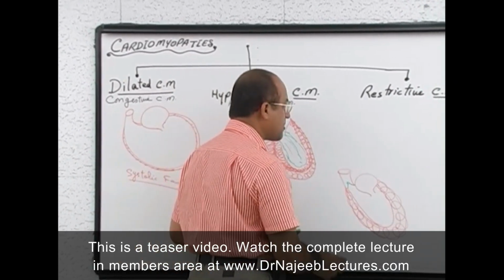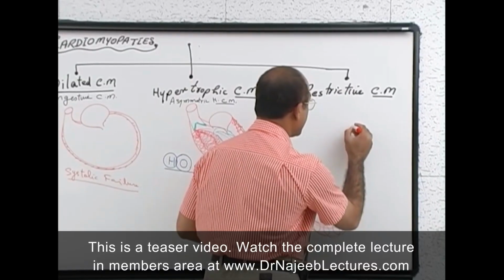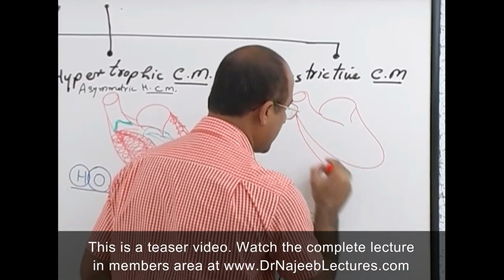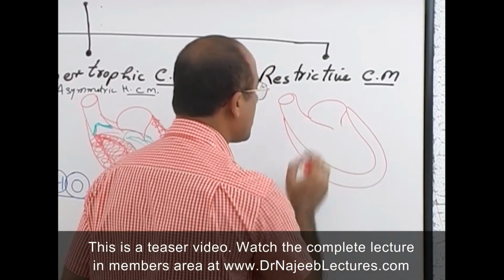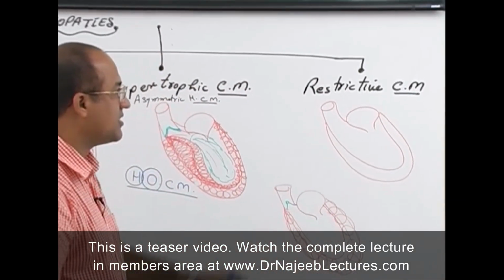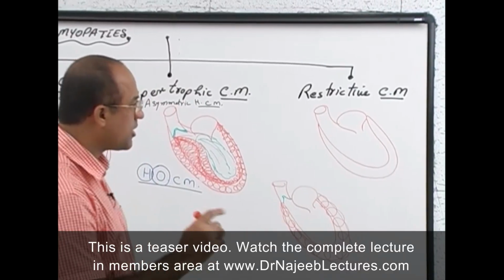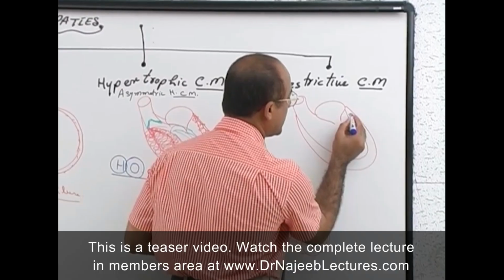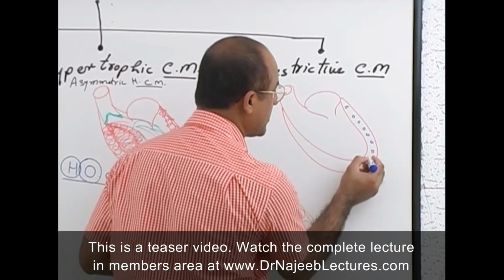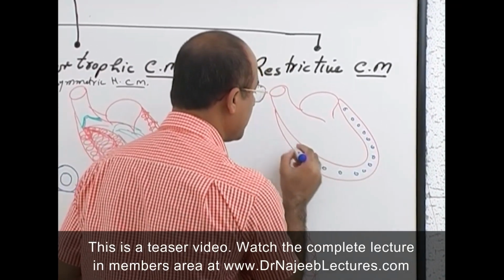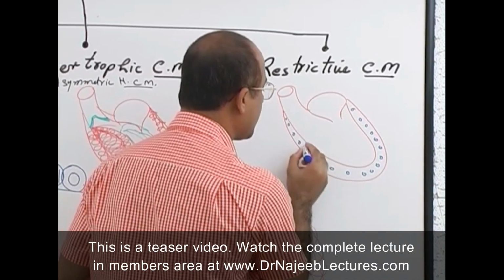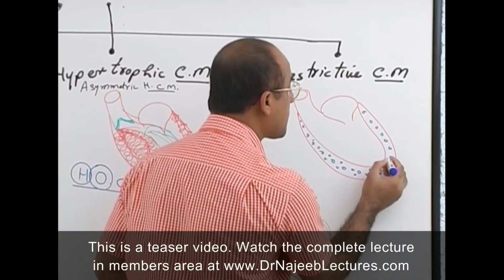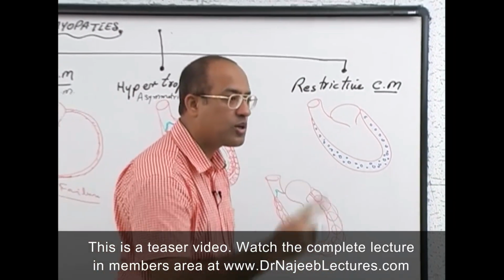Now we come to the third type of cardiomyopathy. In the third type, what's wrong? That there are pathological infiltrations in the myocardium. And due to these pathological infiltrations, the myocardium becomes firm, and the real problem is failure of relaxation.